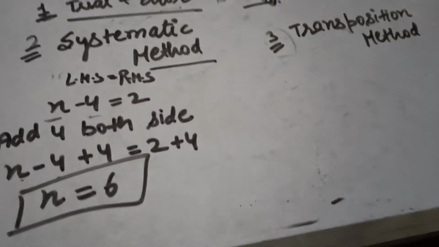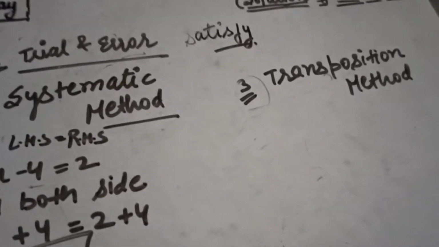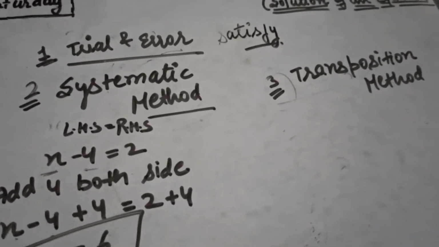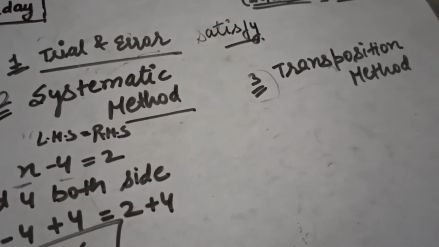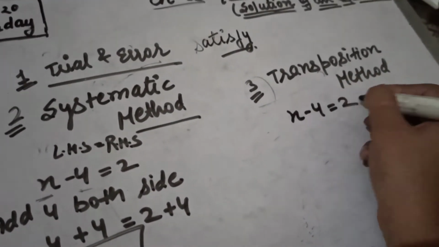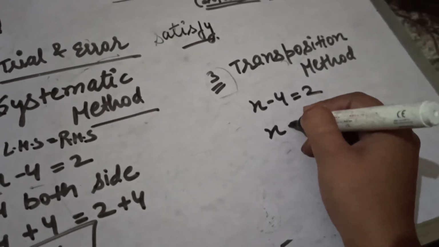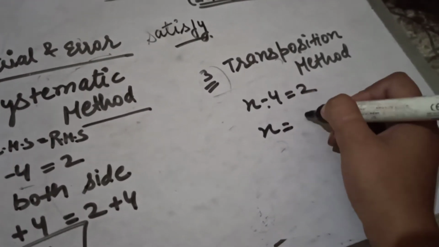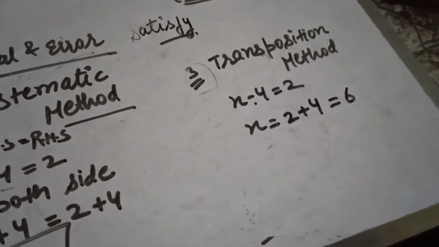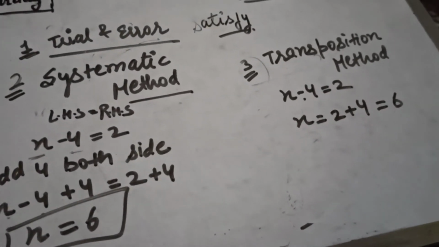See students, the names of these methods tell you what they are. Transposition means here we will change positions. x minus 4 equals 2. I will take this 4 to this side, and here it is negative. When I change the side, it goes positive and it equals 6. Right? So this is your transposition method.